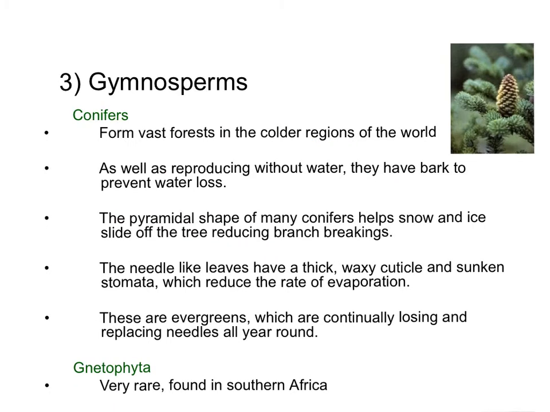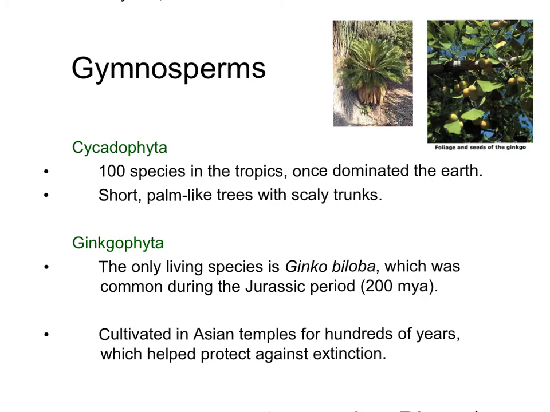There's also the group Gnetophyta, or gnetophytes. There's only about 70 species in this group, and they're quite rare, found in southern Africa. They look nothing like conifers. I encourage you to type it into Google and see a picture for yourself. Two other groups are the Cycadophytes and the Ginkgophytes. The Cycadophytes are about 100 species in the tropics, and these particular species once dominated the Earth. But as climate has changed, so too has their presence.